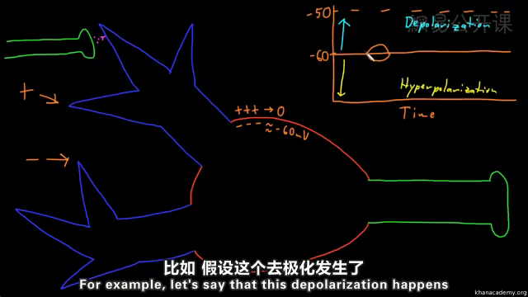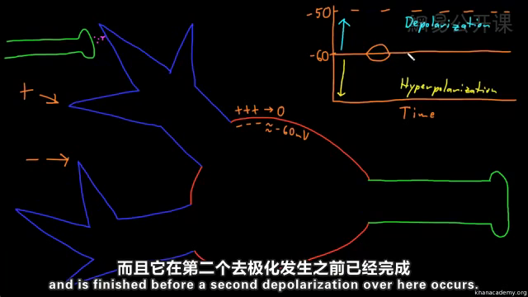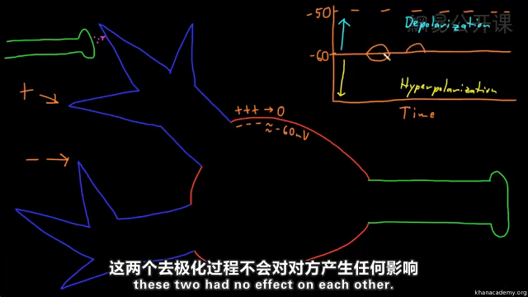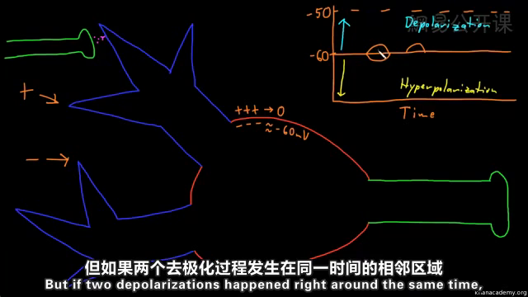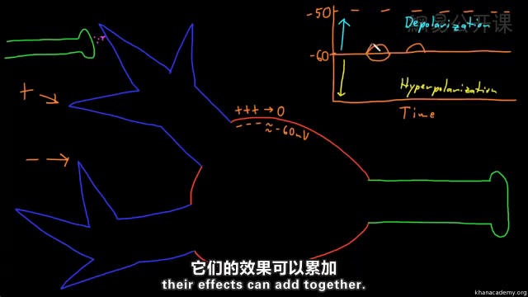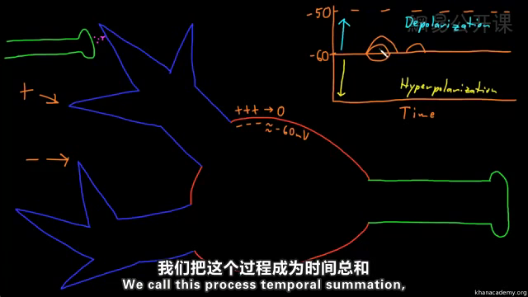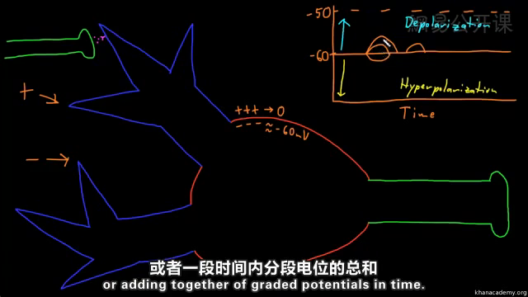For example, let's say that this depolarization happens and is finished before a second depolarization over here occurs. Since this one was already done, already fully decayed, these two had no effect on each other. But if two depolarizations happened right around the same time, their effects can add together. They have additive effects, and you can get a depolarization twice the size. We call this process temporal summation, or adding together of graded potentials in time.